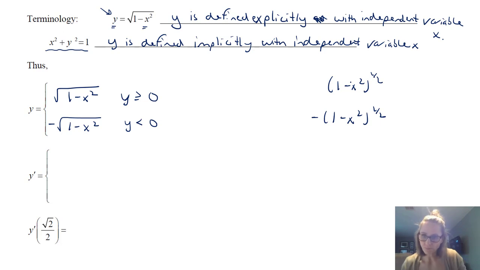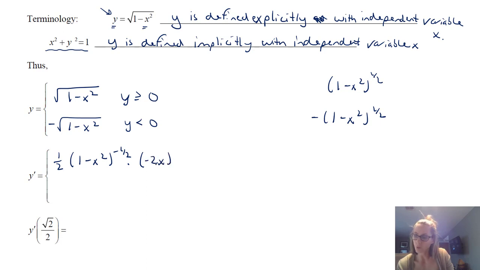It is the chain rule. So in using the chain rule, I'm going to bring down that 1/2. This is for the top piece, the square root of 1 minus x squared. I bring down the 1/2, I get 1 minus x squared to the negative 1/2, and that gets multiplied by the derivative of the inside, which is negative 2x. So again, that's me using the chain rule. And that is when y is greater than or equal to 0.